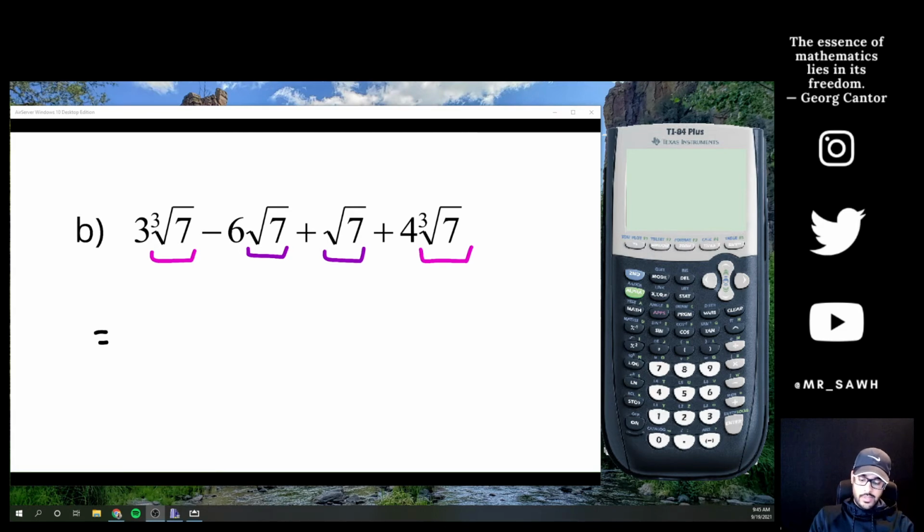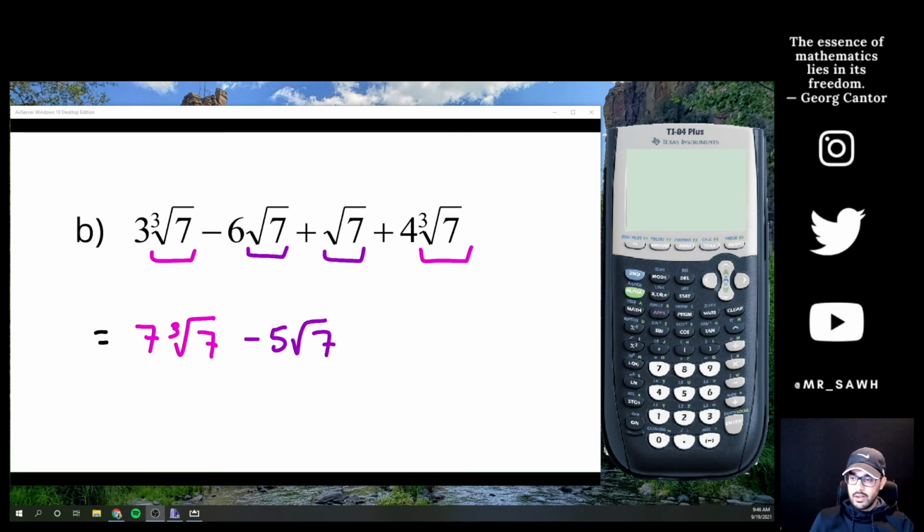So once you have decided if you've got like radicals, take those like radicals and combine them. So I'm going to have 7 cube root 7's, 3 in the first term, 4 in the last term. So 7 cube root 7's. And then in the middle, those two go together, so minus 5 root 7's.